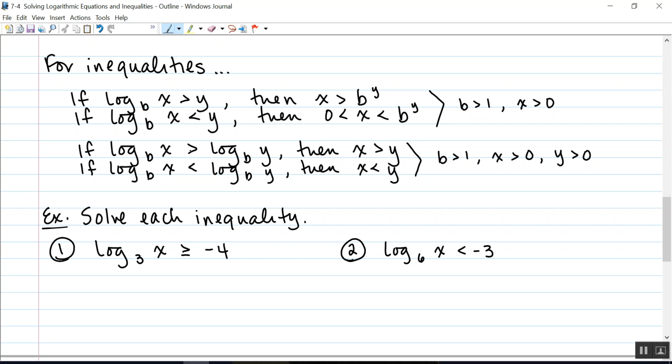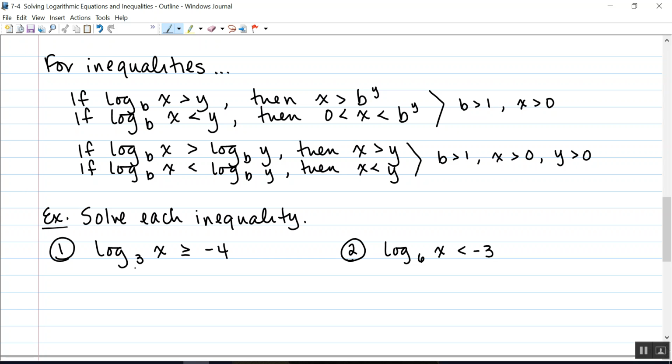So if log base b of x is greater than log base b of y, then just x is greater than y. If log base b of x is less than log base b of y, then x is less than y. And again, b is greater than 1, and x and y, what you're taking the log of, have to be positive. They have to be greater than 0. So let's take a look at a couple examples here.